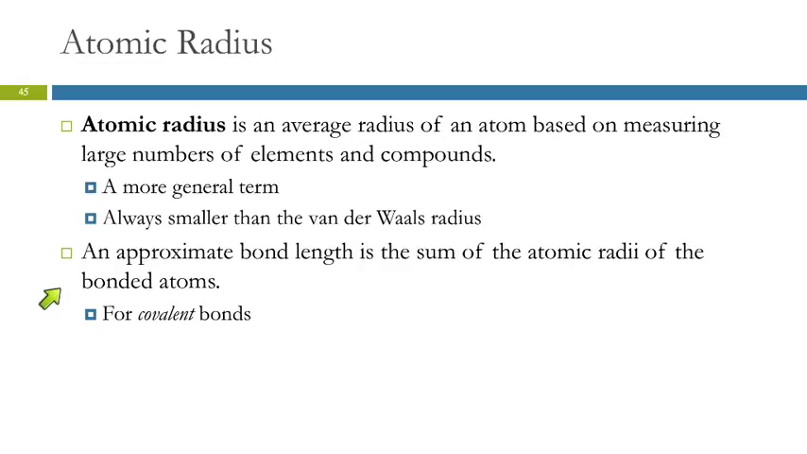We are sometimes interested in how long a bond is between two atoms. We can approximate that by just adding the radius of the one atom in the bond to the radius of the other atom. And that'll give us an approximate idea of the bond length. To get an actual bond length, you'd have to study that particular compound.